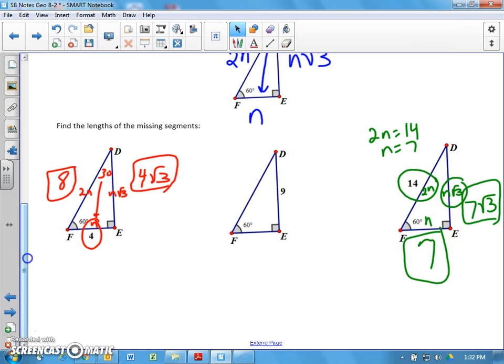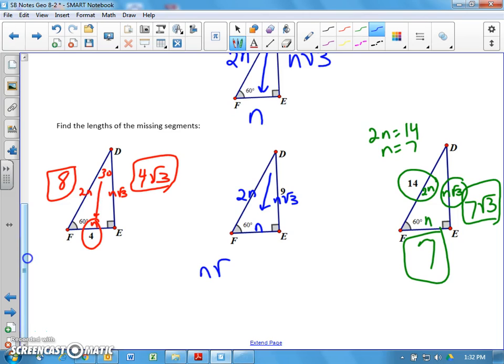So now let's look at the one in the middle. Start by identifying your sides. Because it's across from 30, that's my n, this is 2n, and this is n square root 3. They didn't give me n. I'm going to set up an equation that says n square root 3 equals 9. And then we're going to solve. To do this, all we need to do is divide by the square root of 3. And so then we have n equal to 9 over the square root of 3.